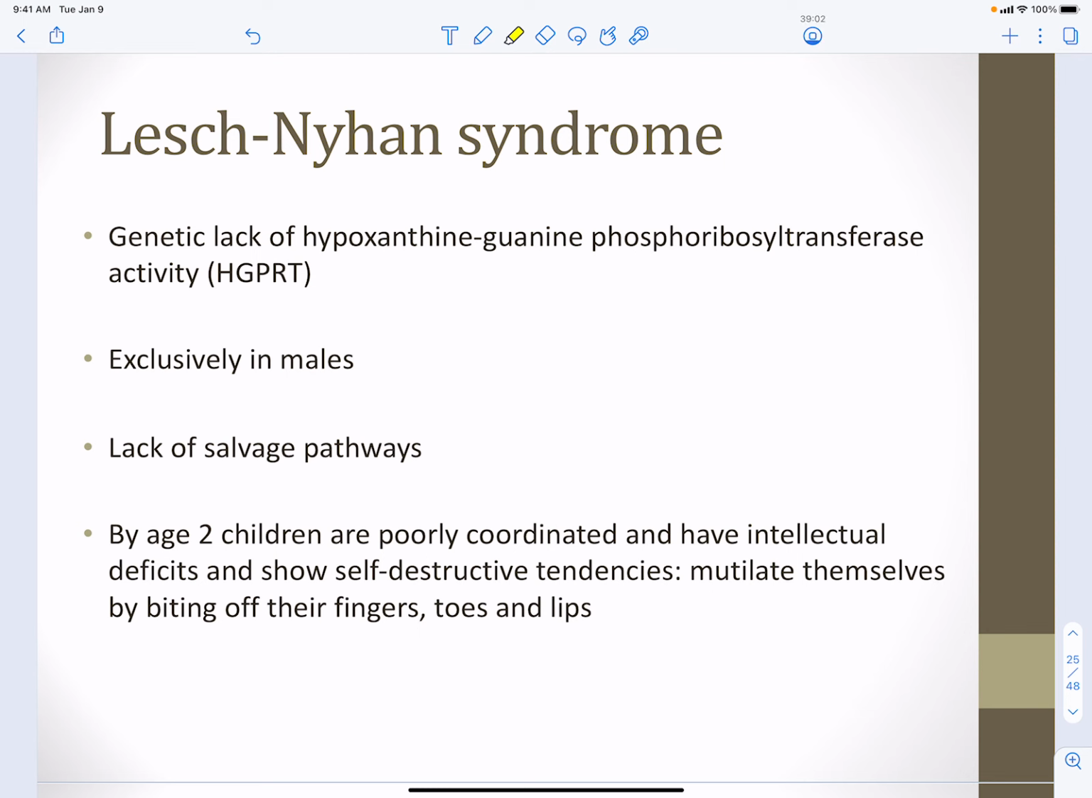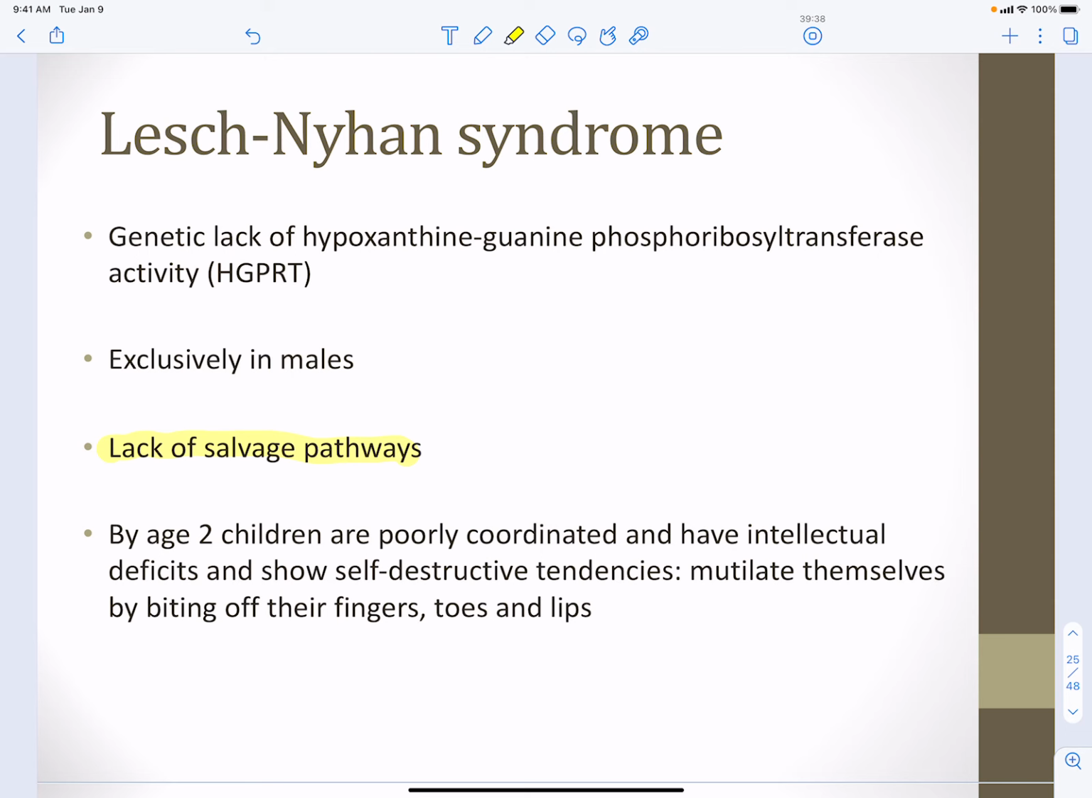So Lesch-Nyhan syndrome is going to be a lack of that hypoxanthine guanine phosphoribosyltransferase activity. So remember that this was the salvage enzyme for both hypoxanthine, which came from inosine to make IMP, and then also from guanine to make GMP. So this is very important. This leads to a lack of salvage pathways. What that means is that you have to make all your purines by de novo synthesis.